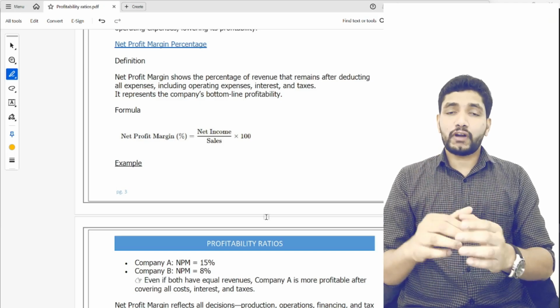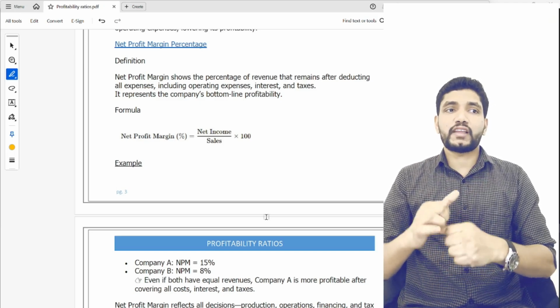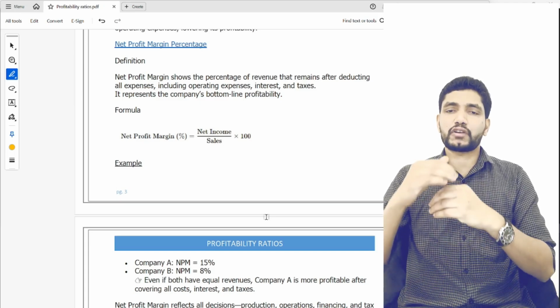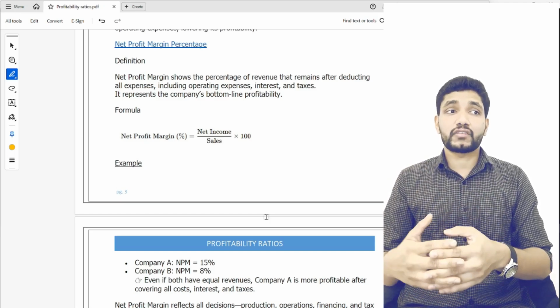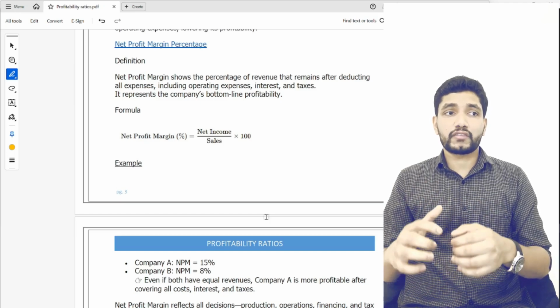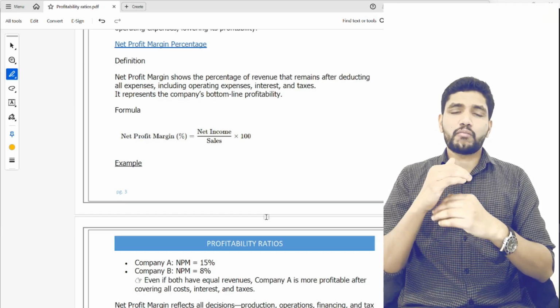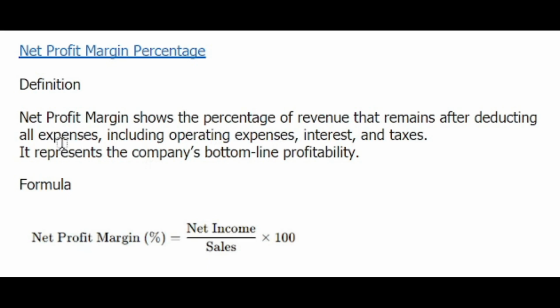Net profit margin: what is net profit? Net profit is the final profit that's available to equity shareholders after deducting all the expenses, including interest expenses, tax and operating expenses and everything. That is the bottom line of profitability. Net profit margin shows the percentage of revenue that remains after deducting all expenses, including operating expenses, cost of goods sold, interest and tax, and it represents the company's bottom line profitability. That means the final profit available to distribute to shareholders.